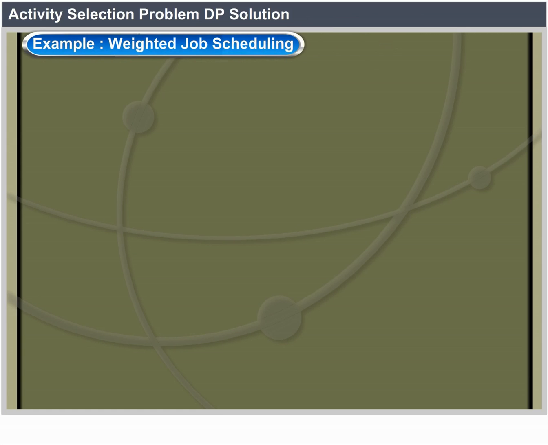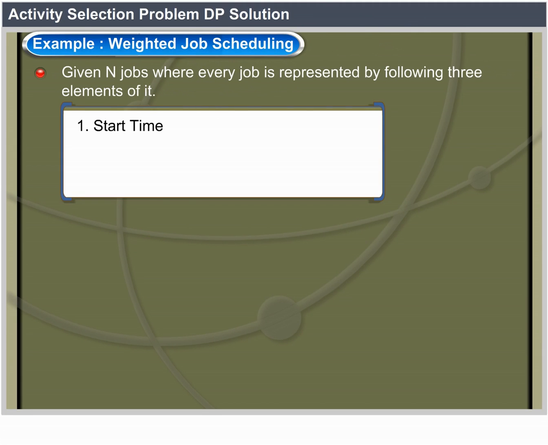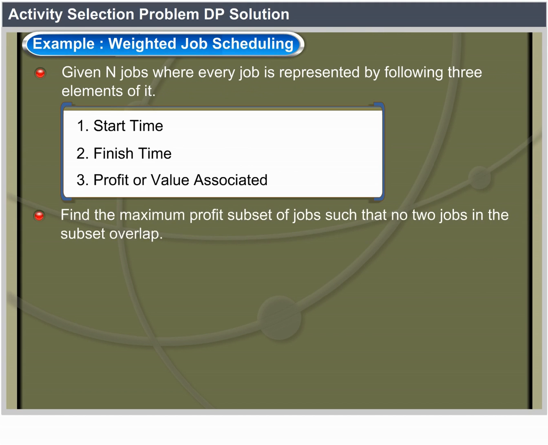Example: weighted job scheduling. Given n jobs where every job is represented by the following three elements: 1. Start time, 2. Finish time, and 3. Profit or value associated. Find the maximum profit subset of jobs such that no two jobs in the subset overlap.